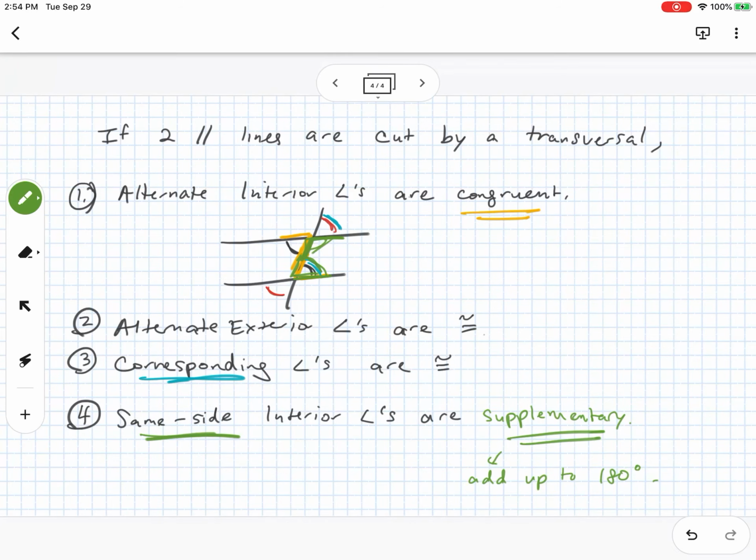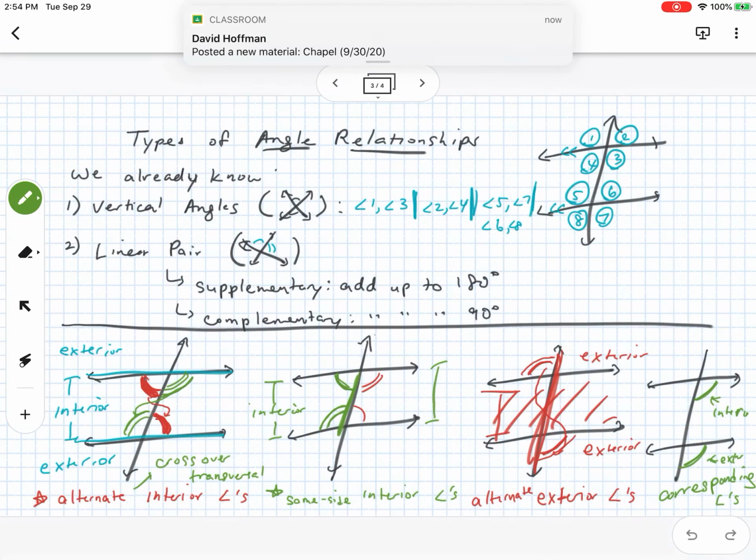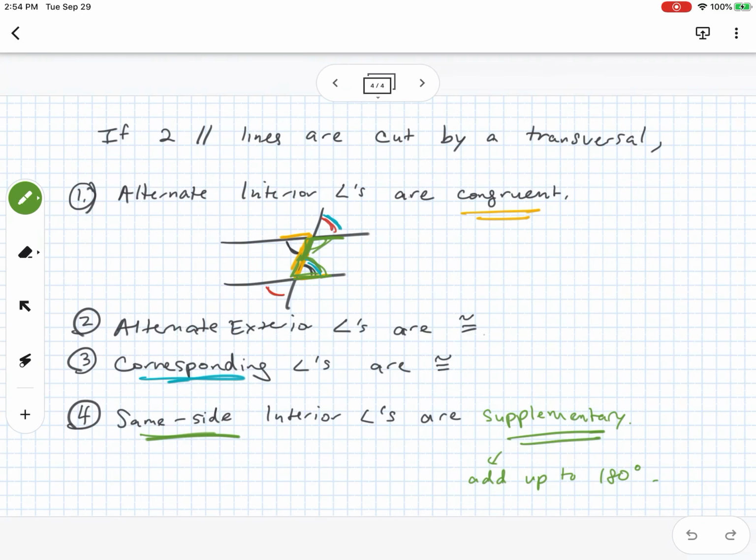Okay, so to wrap it up, there are 6 types of angle relationships that you need to know. Vertical angles, you need to know linear pair and supplementary and complementary, all that stuff. And then we need to know alternate interior angles, same side interior angles, alternate exterior angles, and corresponding angles. And we need to know all of their relationships here. Okay, they're all congruent.